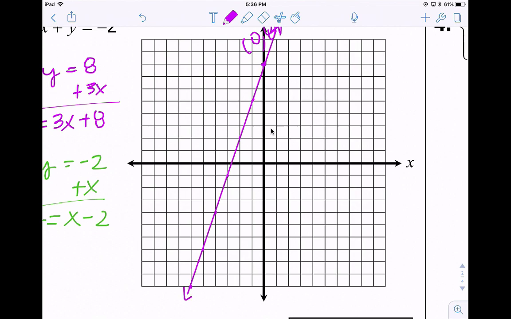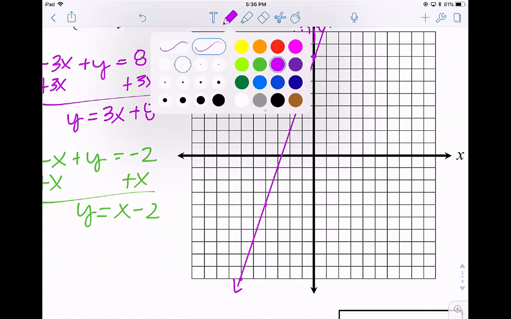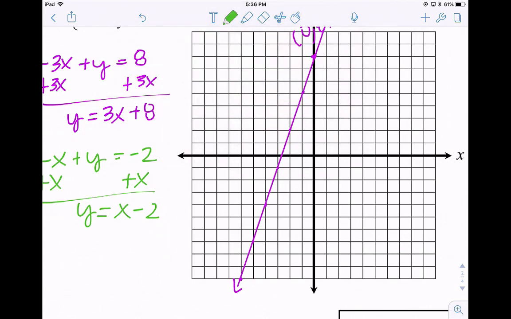All right, the other one, let me zoom out over here. The other one, my y-intercept is -2, and my slope is that imaginary 1 in front of the x, so that's 1 over 1. So I'm going to start at -2, then I'm going to rise 1, run 1. So -2 is where we're going to start. So at 0, -2.